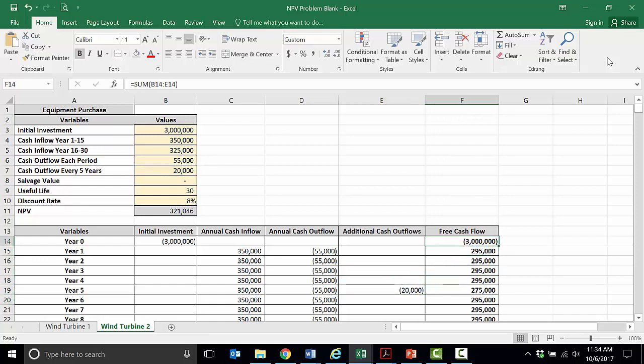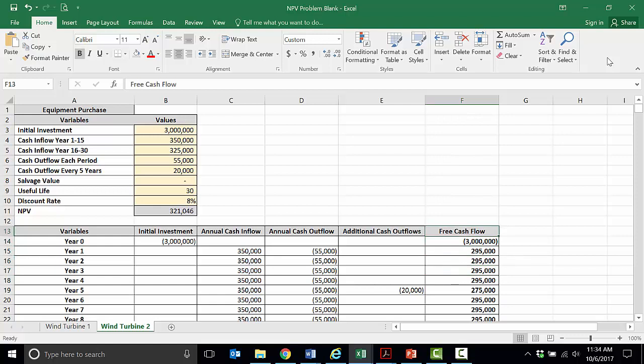The next step for me was to calculate the net cash flows or free cash flows for each year. So I just summed across all of the columns here. So we have all the inflows minus the outflows. These are our net cash flows. They're undiscounted. We haven't taken them back to present value yet.